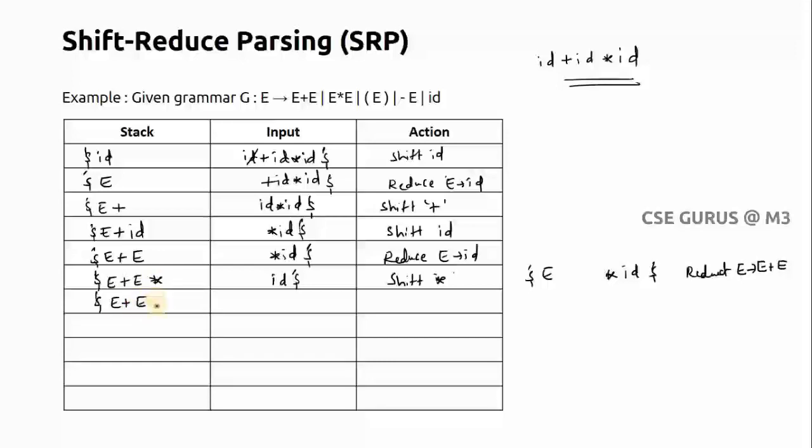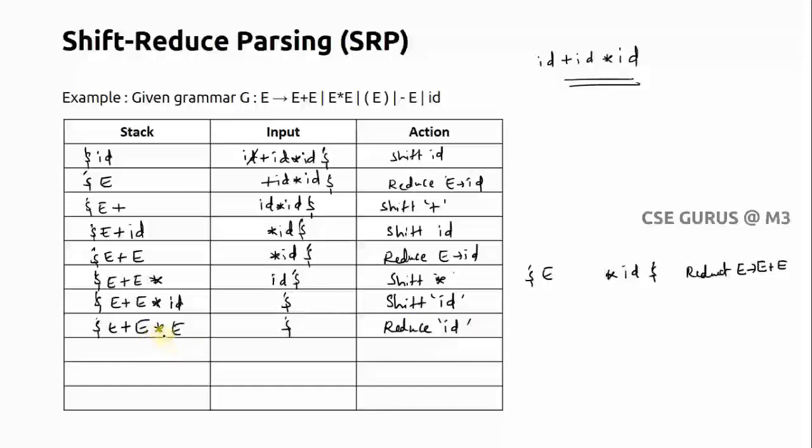Anyway, first I'll complete this one, star. What is the next thing we have? ID. So ID shifted, so dollar here. So shift ID, I have shifted. Now what you need to do, E plus E star. Can I reduce E star ID? No, only ID can be reduced as E. So dollar here and reduce ID.